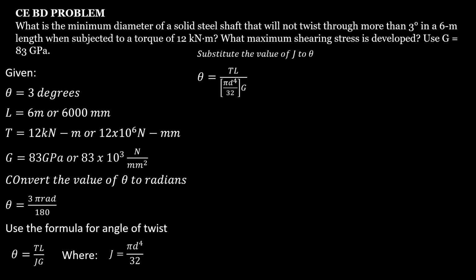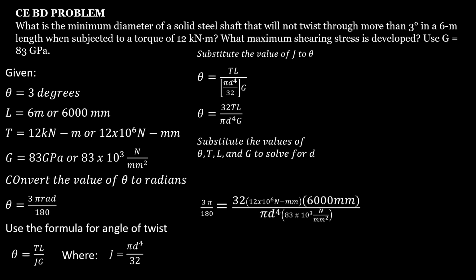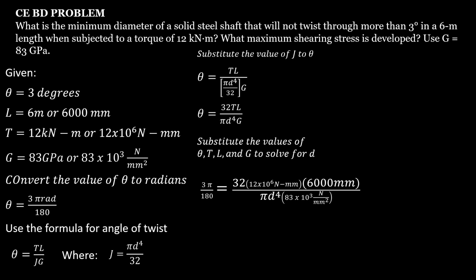After the substitution process, theta now is equal to TL all over pi d to the 4 over 32 multiplied by the modulus of rigidity G. And then simplifying it again, our theta value is now 32 TL all over pi d to the 4 G. By this time, let us substitute the values of theta, T, L, and G to solve for D. After the substitution process, our equation now is 3 pi over 180 equals 32 times 12 times 10 to the 6 times 6,000 all over pi d to the 4 and 83 times 10 to the 3.